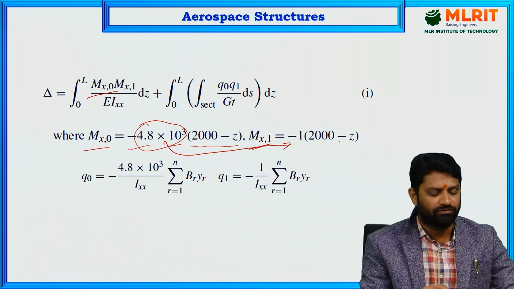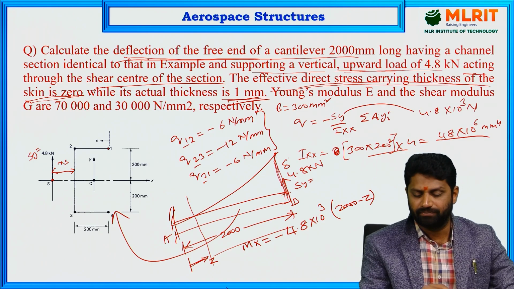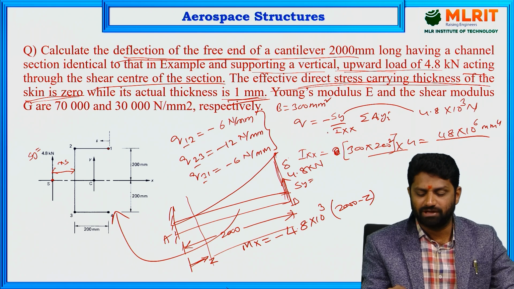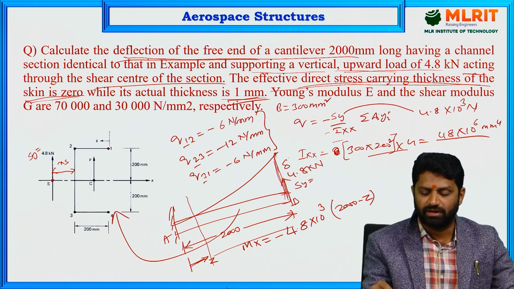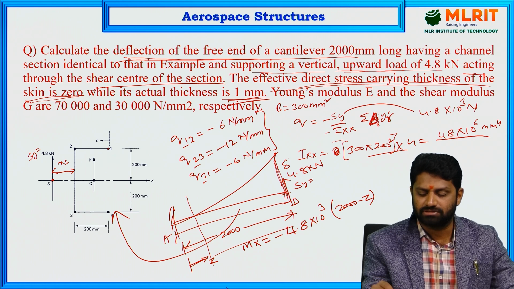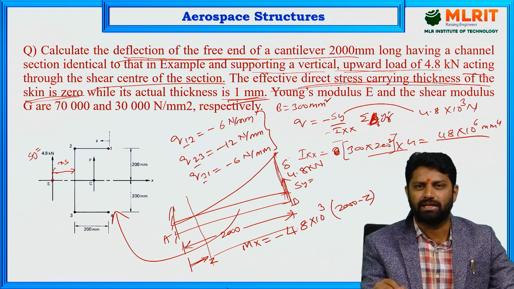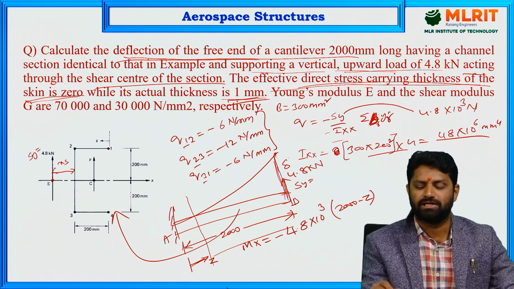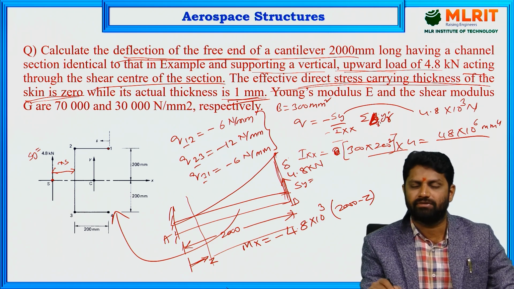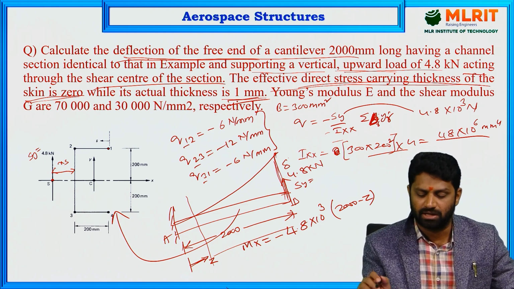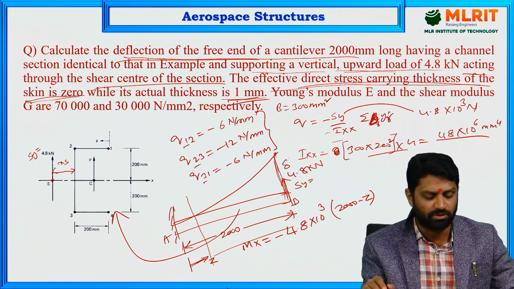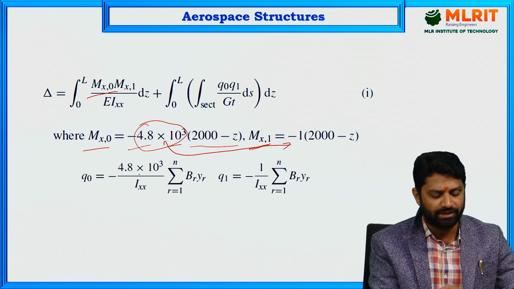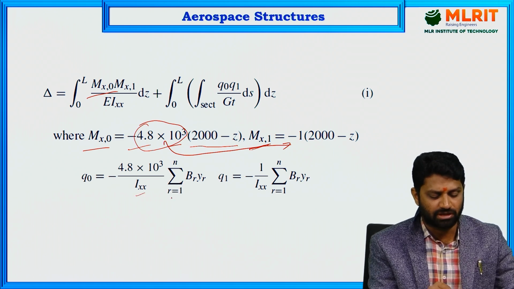Similarly, the formula for shear flow that we have seen earlier, that is q equals minus Sy by Ixx summation, instead of Ei, let's write Br yr. B is nothing but the boom area. Instead of A, which we assume for normal area for plane sections, when you have booms, you can replace that A by B, which gives the boom area, Br yr. So Sy is known already, that is 4.8 into 10 power 3. So that we are going to write here: minus 4.8 into 10 power 3 by Ixx, summation r equals 1 to n of Br yr. Now that is q0.